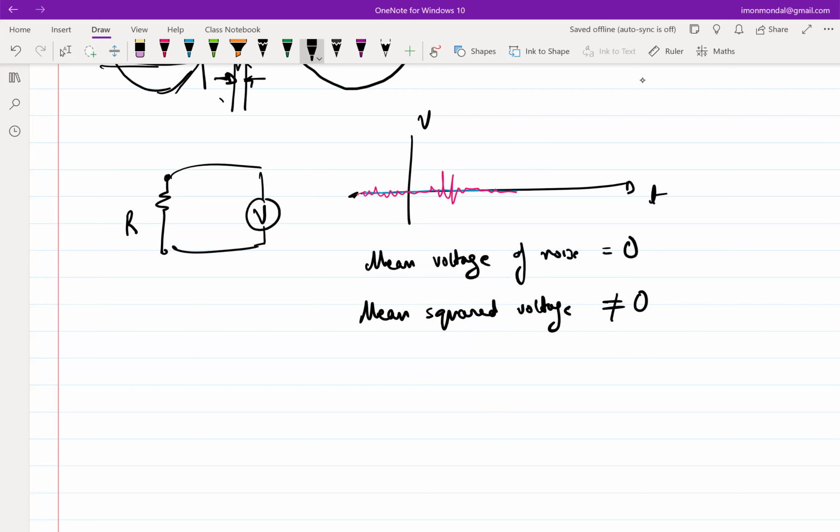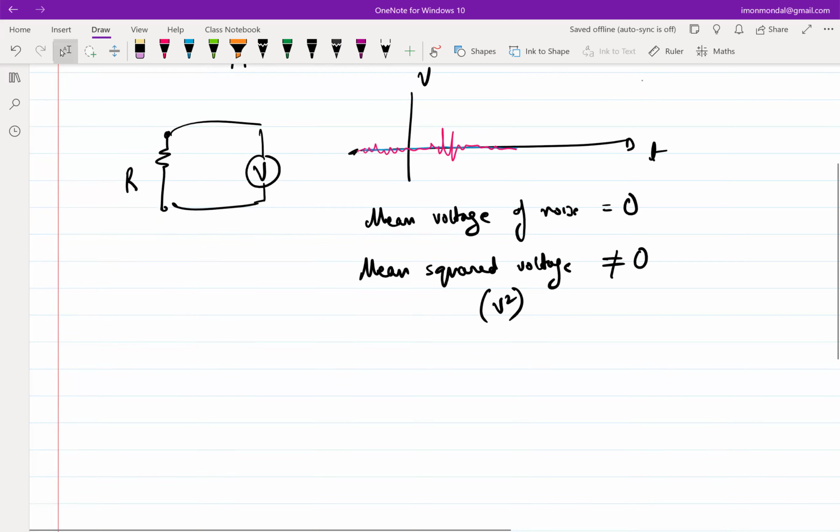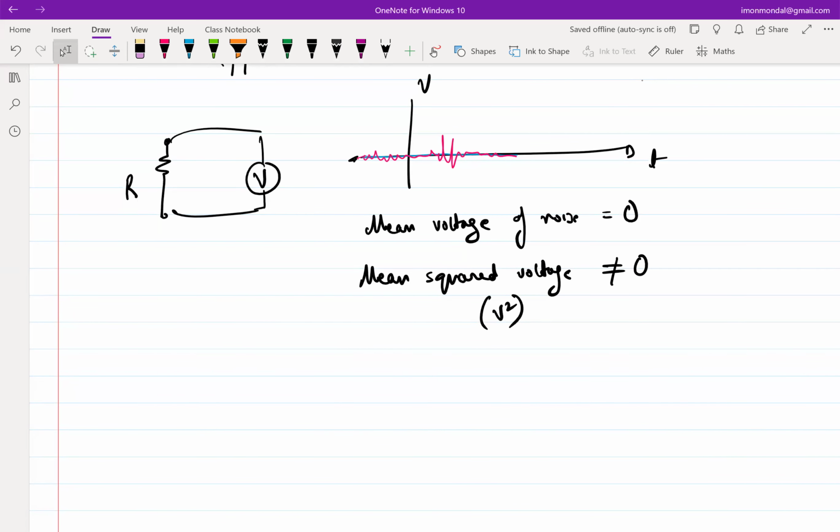This mean squared voltage, in circuit parlance, obviously, what is the unit of mean squared voltage? Volt squared. Root mean squared will be volt, but mean squared is volt squared. So in circuit parlance, when we are referring to noise, we refer to this volt squared as power, even though power should be V squared by R, right? Even though it should be V squared by R, we refer to this as power in the popular nomenclature, right? So if I suddenly ask what is the noise power, don't look for another resistor, just square the voltage, okay? So this is often referred to as power.